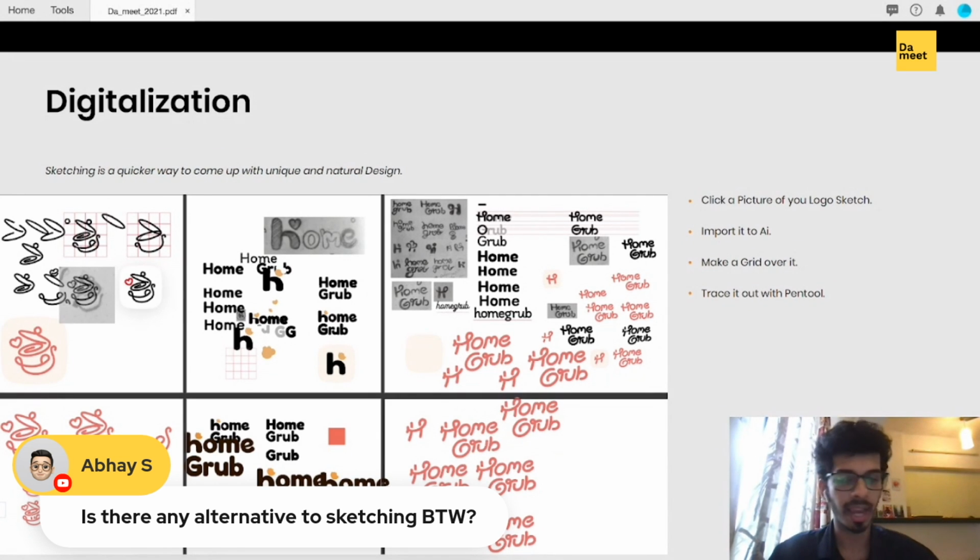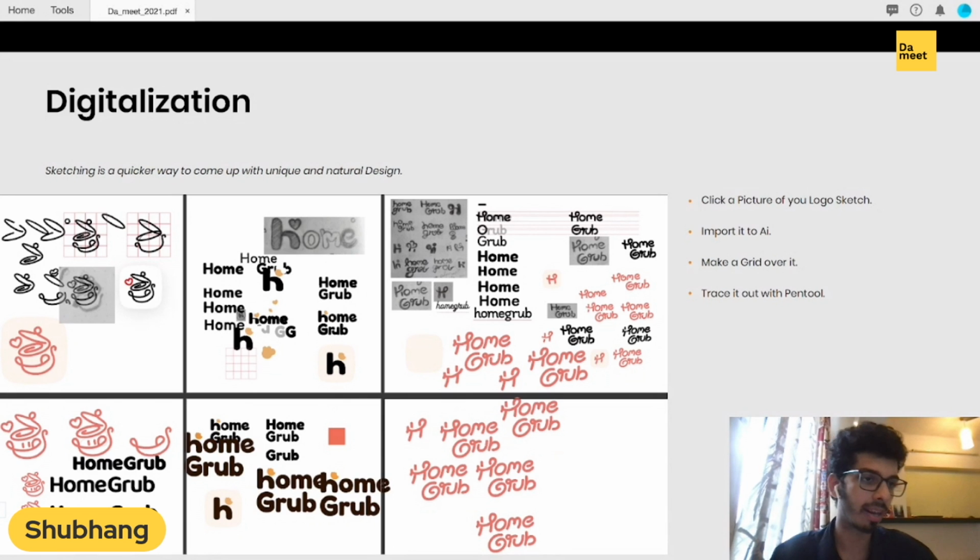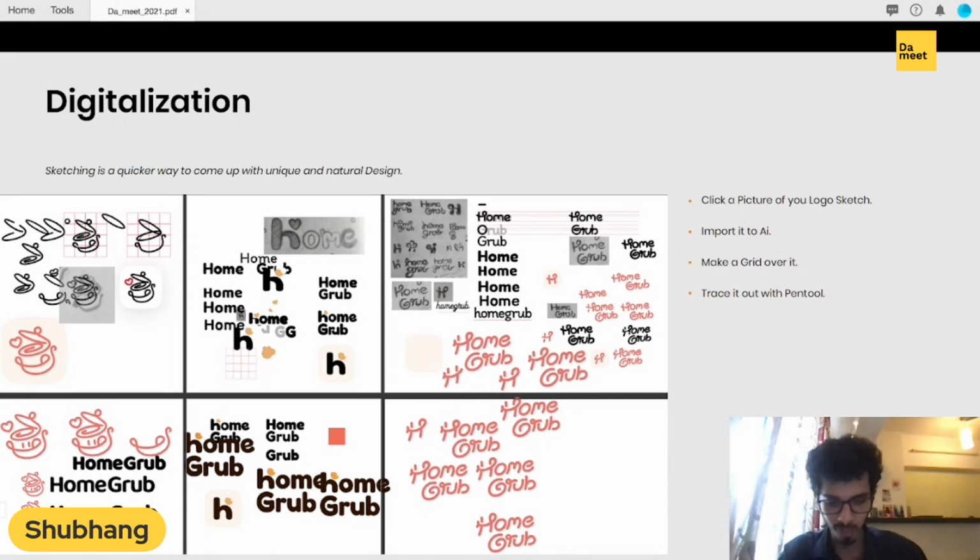So I think the ideation stage is clear, and the stream also seems clear, as per the chat. So let's move on to the digitalization stage. In the digitalization stage, we open up Adobe Illustrator. This is where we open up our designing software.